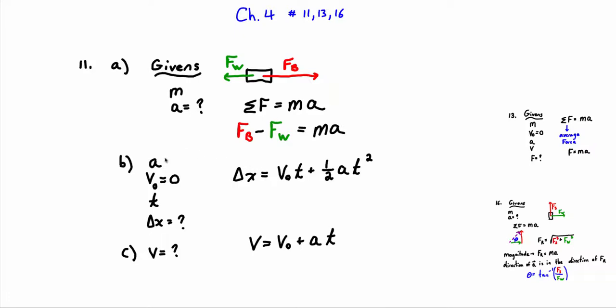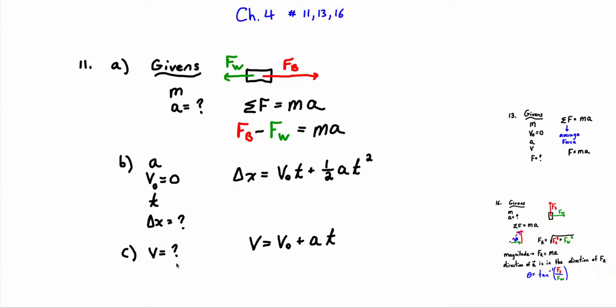Okay, part B. Now I'm given extra givens, but I know my A because I solved for it here. So I know A. I know V sub 0 is 0 because it's from rest. They give me time and they ask for delta x. So I have to use my kinematic equations. If I use my kinematic equations, I can use this formula, and I know it, know it, know it, so I can solve for it.